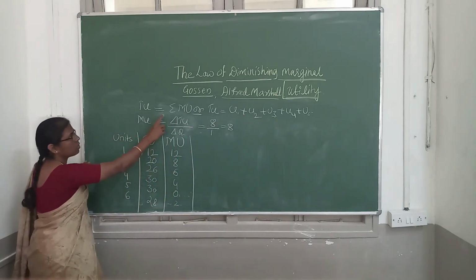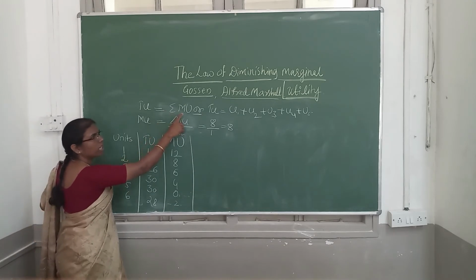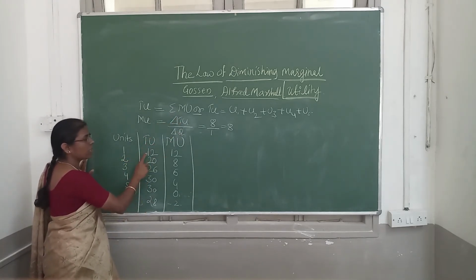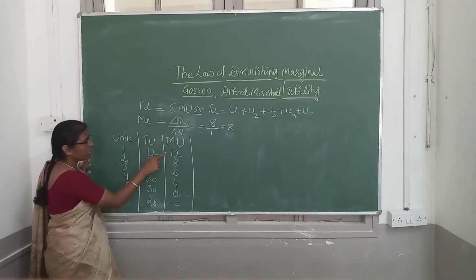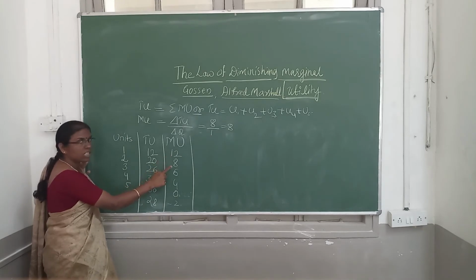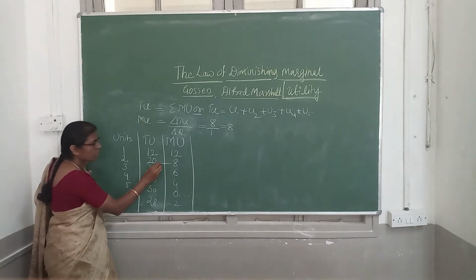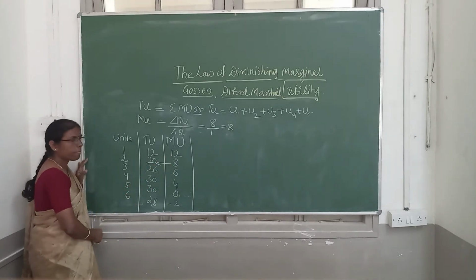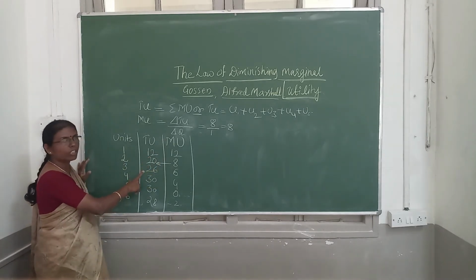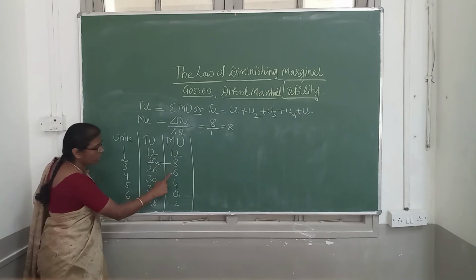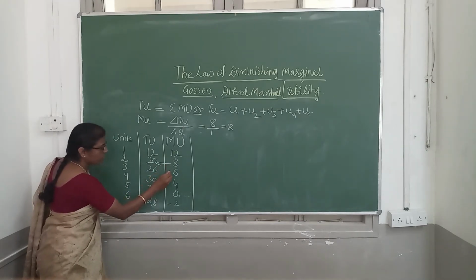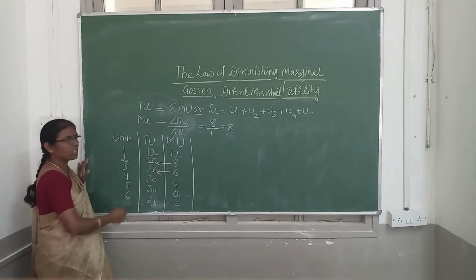Okay, see here. So what is this? Summation of marginal utility. For the first it remains the same. The marginal utility of the first is 12 and the second is 8. 12 plus 8 is equal to what? 20. Yes. Then what is the total utility of the third? We have to add these all: 12 plus 8 plus 6. So what is this? 26.